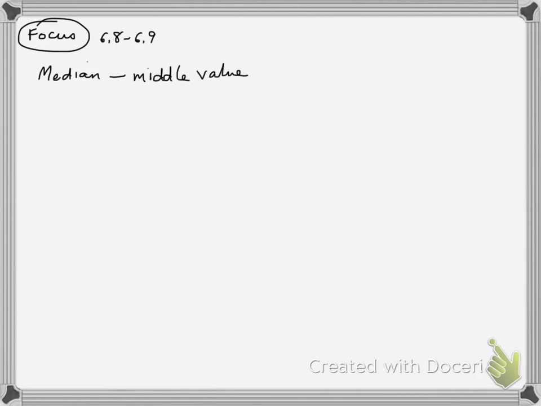Recall, we want to think about it two ways. Let's do the odd number of values first. We need to order them first, so you'd put them in increasing order. Let's say I had 7 values: 1, 2, 3, 4, 5, 6, 7. Identify the middle value after you've ordered it, and that would be the median.